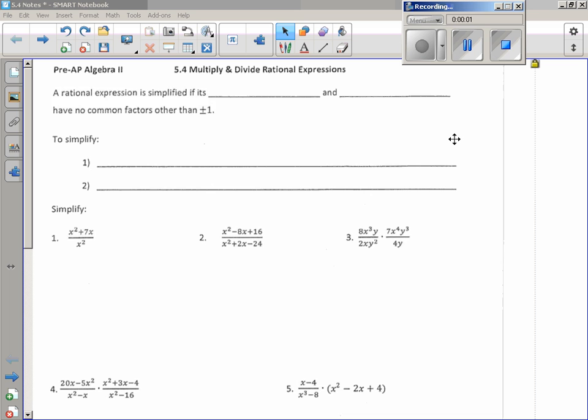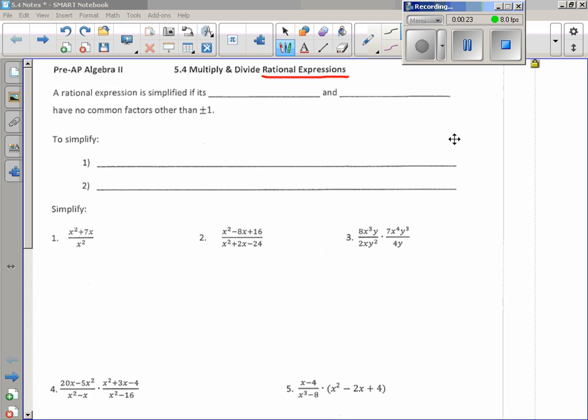to review factoring, and that we would be factoring this next couple of days a lot. So 5.4 and Chapter 5 in general, the parts that we're going to focus on are rational expressions and equations. We're going to be graphing rational functions. But today is simply multiplying and dividing expressions that are rational expressions.